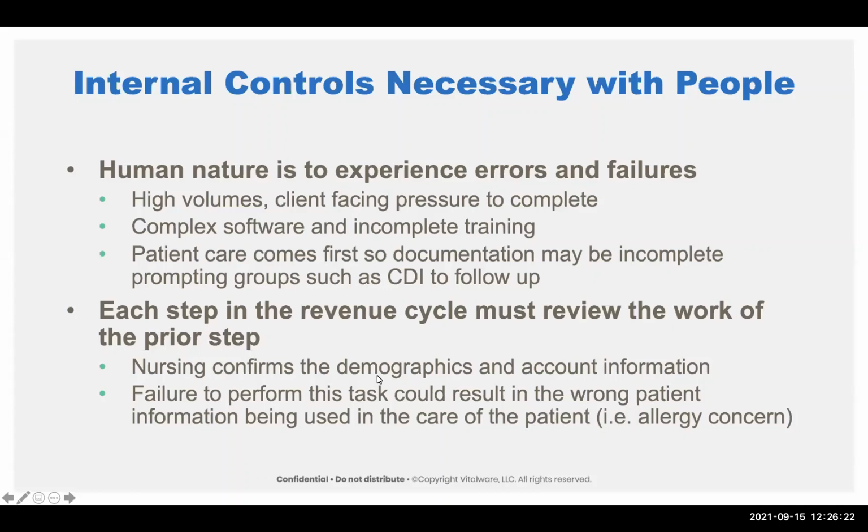Patient comes first, so the documentation may be incomplete, prompting groups such as CDI to follow up. Each step of the revenue cycle must review the work of the prior step, and I've been through that a number of times. But one of the things we see a lot is you pick the wrong patient ID, Smith, Jones, whatever, or it's somebody else altogether. And maybe you picked the wrong account number. On their last account, they found out that you were allergic to penicillin, but you copy or open the account that doesn't have the penicillin allergy, and you have a legal issue created. So this is very important. The number of duplicate medical records that HIM deals with daily is pretty significant. The number of John Doe, Jane Doe conversions is significant. So this is something we seldom think about, but it presents a huge quality risk, if not a legal one.